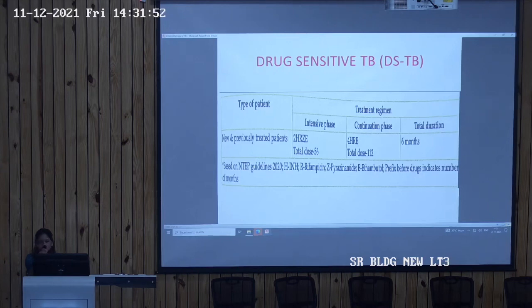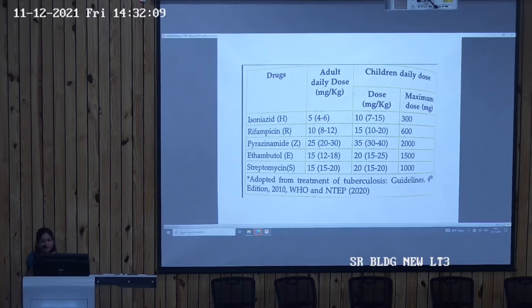For drug sensitive TB, when it is asked, you have to write this regimen. So the total regimen is for 6 months. Now these are the doses which you need to remember. 300 milligram, that is 10, 15, 25. In adults, you can remember 5, 10, 25, 15 and 15. For children the daily dose is different, but you need to remember the adult dose: 5, 10, 25, 15 and 50 milligram per kg per day.